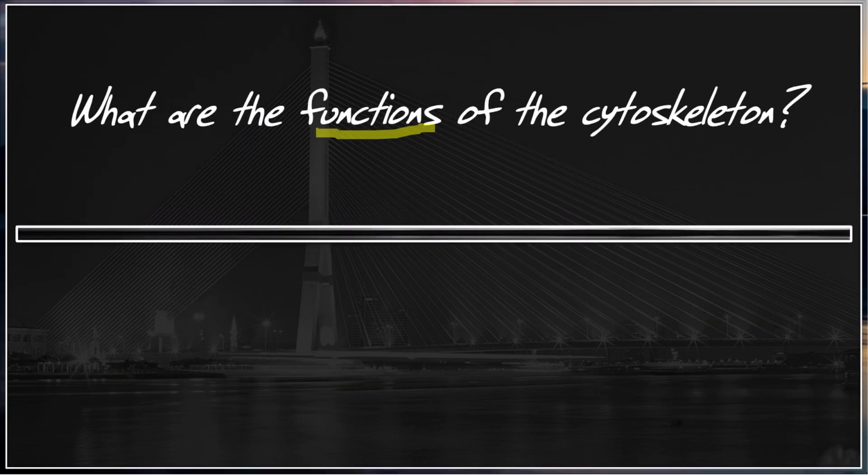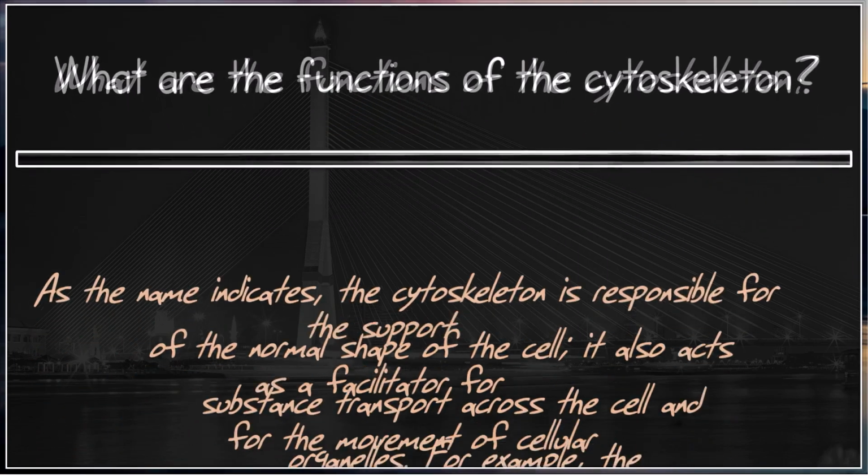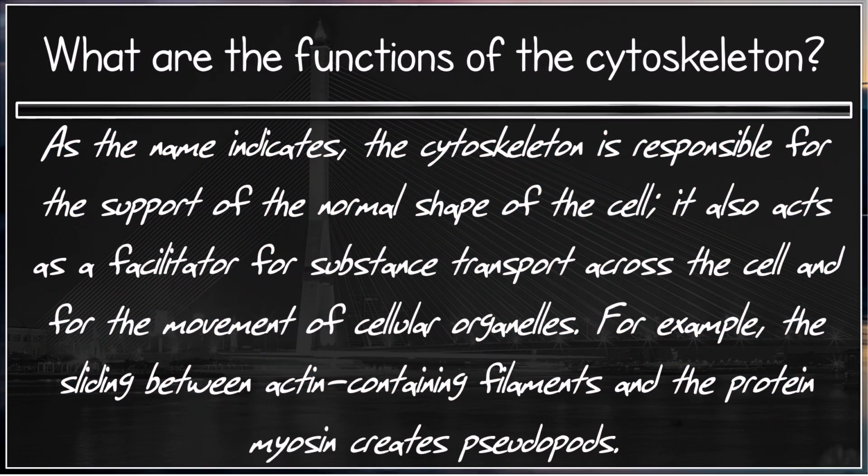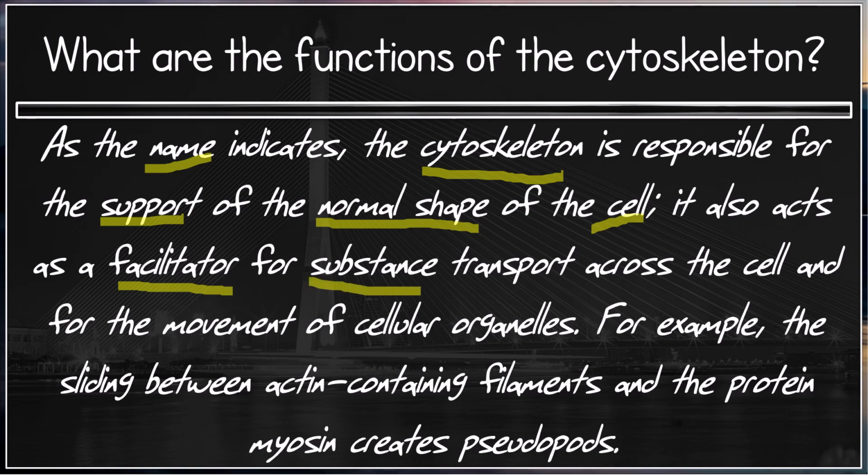What are the functions of the cytoskeleton? As the name indicates, the cytoskeleton is responsible for the support and the normal function of the cell. It also acts as a facilitator for substance transport across the cell, and for movement of cellular organelles.